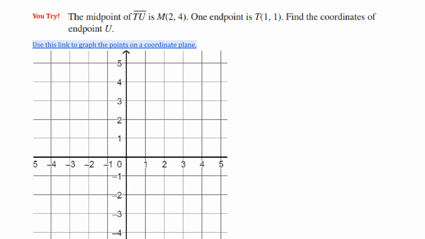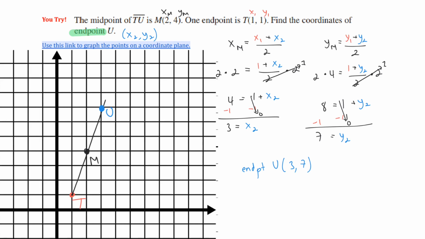All righty, take a moment, pause the video here, and see if you can give this one a try on your own. All righty, so go ahead and double check over your answers. Again, the one thing you want to watch out for is which variable we are solving for. Again, I opted to use x2 and y2 as our unknown, and that's what we were solving for. And make sure that you substitute in for xm and ym because we already know what those midpoint coordinates are.